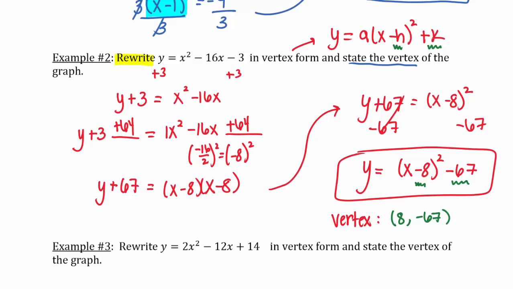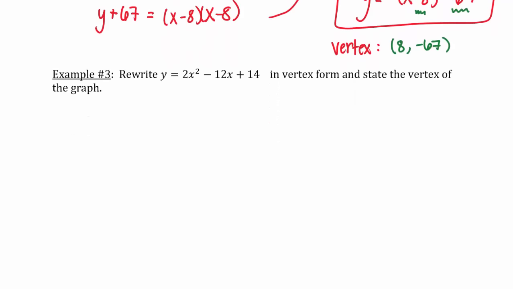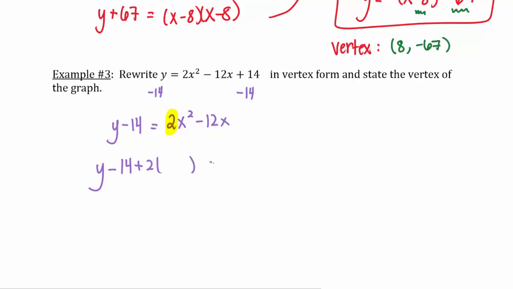All right, let's try one more so you can get the hang of this. Again, first step would be to move your constant. So I'm going to subtract 14 from both sides. So that's y minus 14 equals 2x squared minus 12x. Remember, just like in that first problem, I'm not allowed to complete the square with a coefficient other than 1. So we have to take the necessary steps to change that. So I need to factor out a 2. That gives me x squared minus 6x. Right? Negative 12 divided by 2 is negative 6.